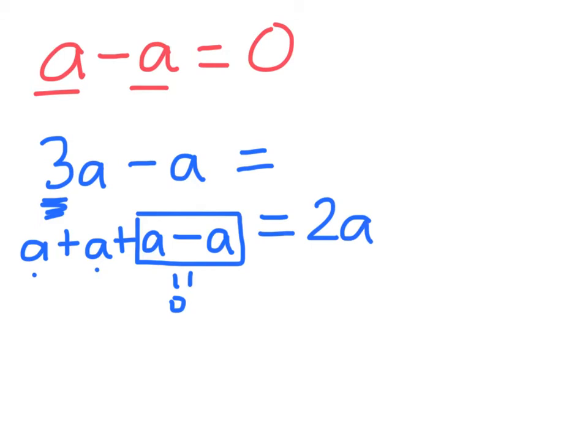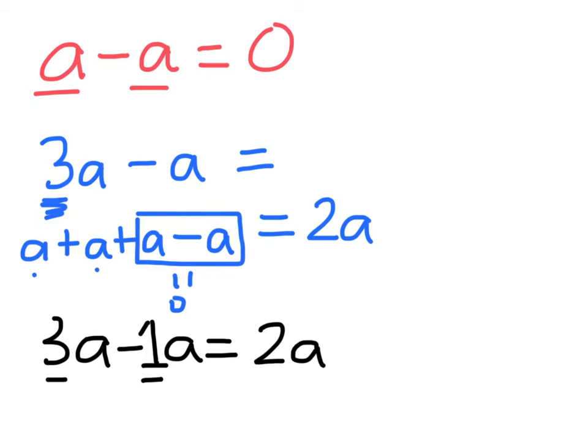The other way you can think about this is 3A minus A. That A has an invisible 1 in front of it. And then you can think, I'm going to subtract the coefficient 1 from this coefficient 3, giving me 2A's. Okay? It doesn't matter which way you think about it. Both ways work. Do whatever works best for your brain.